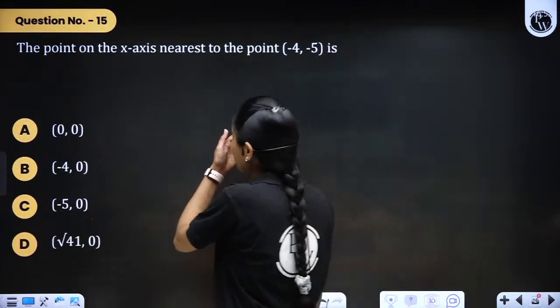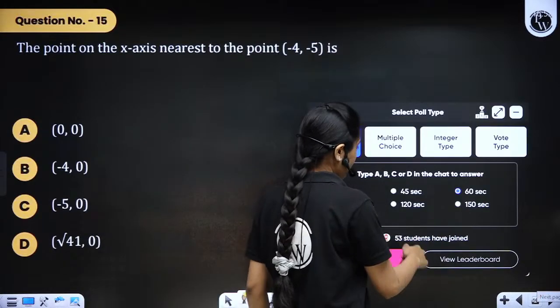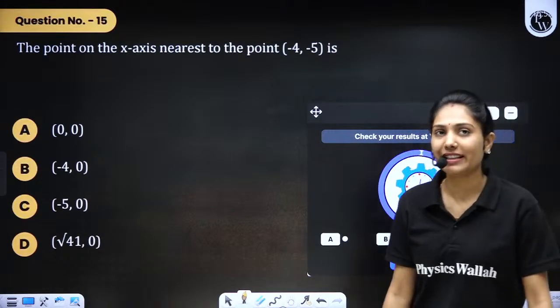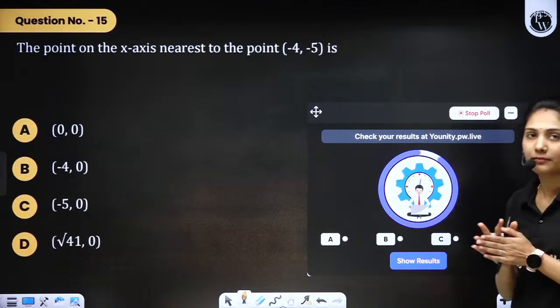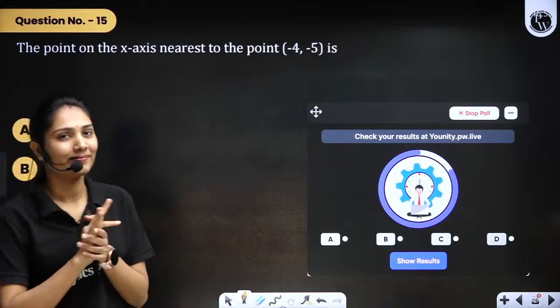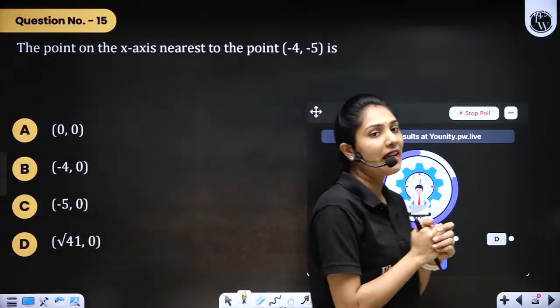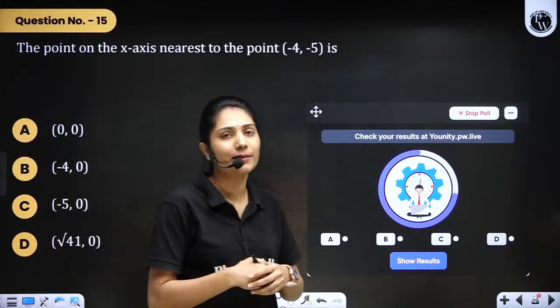Next, the point on the x-axis nearest to the point. Which point will be nearer to this particular given point? Here you don't even have to calculate, but just by checking the options, you can click on the answer.